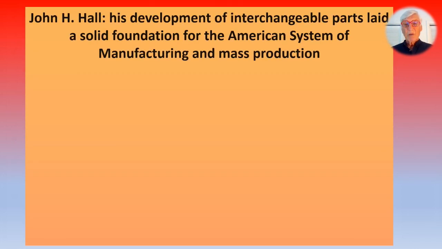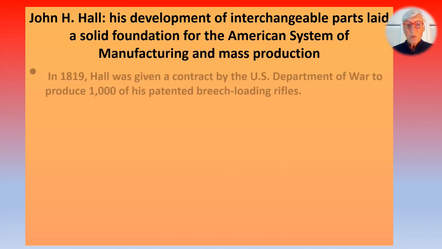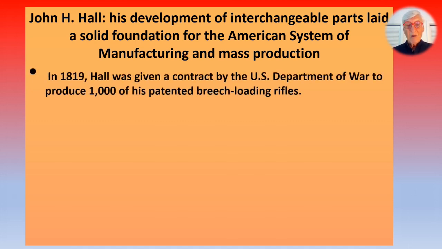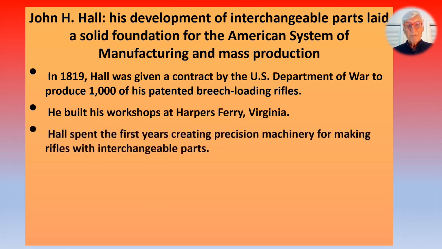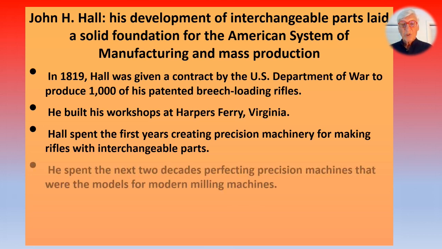A remarkable history. John H. Hall had developed interchangeable parts and laid a solid foundation for the American system of manufacture and mass production too. In 1819, Hall was given a contract by the U.S. government to produce 1,000 of his patented breech-loading rifles. He built his workshop at Harper's Ferry, Virginia, spent the first years creating precision machinery for making rifles with interchangeable parts. He spent the next 2 decades perfecting precision machines that were the models of modern milling machines.